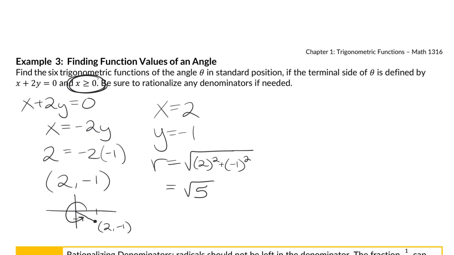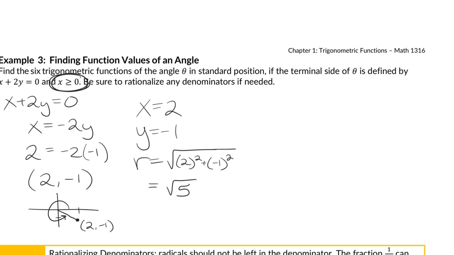Can we take the square root of 5 and get a whole number? No, so we're going to leave it as square root 5. So if we start to set up our problems, and I'm going to show a couple steps of work here on purpose to help another problem get easier. If we're finding sine of theta, we defined sine of theta earlier to be y over r. Well, Spidey senses should be going off. You are not allowed to leave radicals in the denominator. We need to rationalize our denominator.